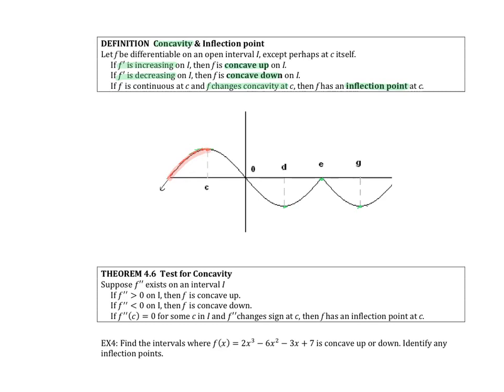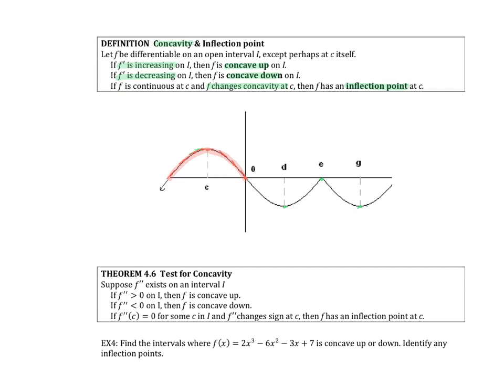And then from this point C to 0, again what's happening is our derivative is still getting smaller and smaller. It happens to be positive from C to 0, but it's still becoming smaller and smaller values. So that's where it's still going to be concave down.